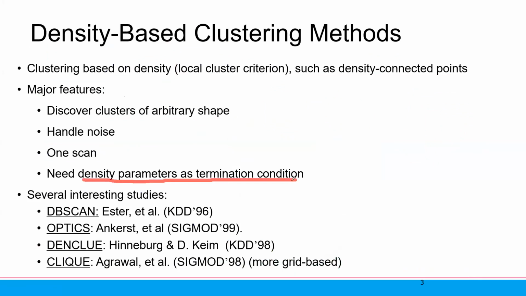There are some interesting studies. We can use DBSCAN, which was developed in 1996. OPTICS, then DENCLUE, and CLIQUE. In this density-based clustering part, we will learn about DBSCAN. And we will learn CLIQUE later, but it is not density-based, it is grid-based.